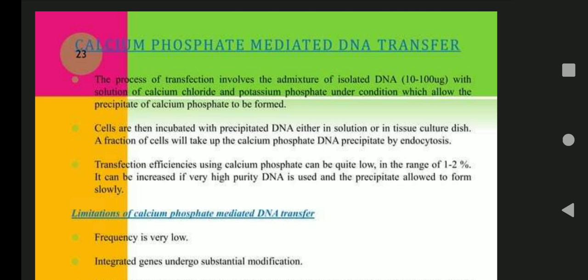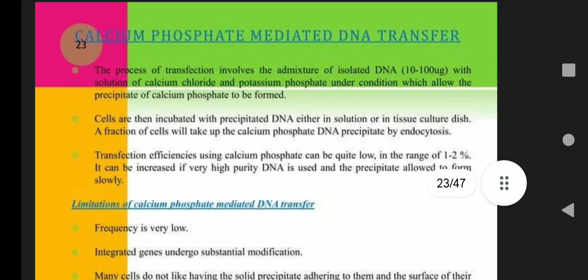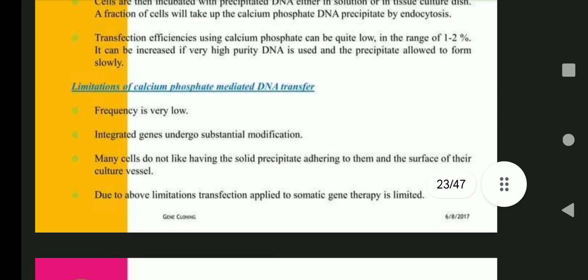The cells are then incubated with a precipitated DNA solution. During this method, what happens? The calcium phosphate at 1 to 2% alters the permeability of the cell so that the DNA gains entrance. It creates pores on the surface of the membrane, thereby the DNA gains entrance. The limitation is that the frequency of integration of the DNA into the cell is low.